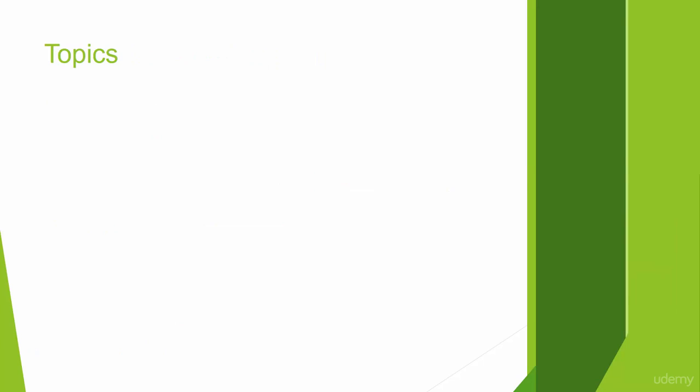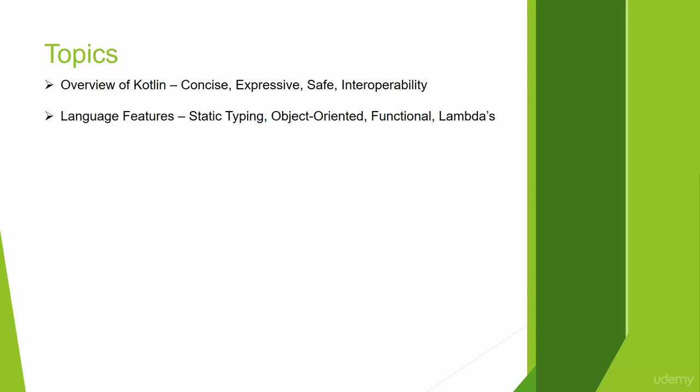Some of the topics that we're going to cover in this class: we're going to start off with an overview of Kotlin. We'll talk about the goals of Kotlin, mainly that it's concise, expressive, null-safe, and works with Java, its interoperability. We'll then move on to language features, talking about static typing, compile time checking of types. Kotlin also supports object-oriented languages as well as functional.